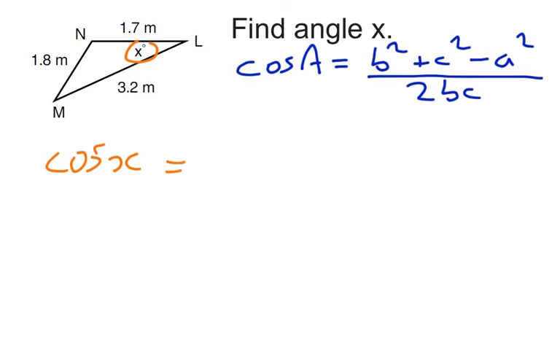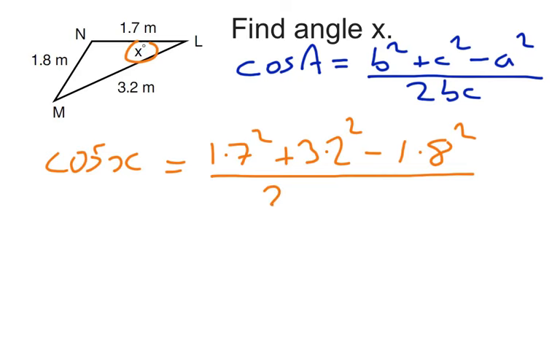is equal to, well, B and C are the two lengths that are not opposite x. So they're the two lengths either side. So B in this case could be 1.7, so 1.7 squared, and C in this case could be 3.2. Now we didn't need to relabel, we just remember that the B and the C are the two lengths either side of the angle we're trying to find, and A is the length opposite the angle we're trying to find, which in this case is 1.8.